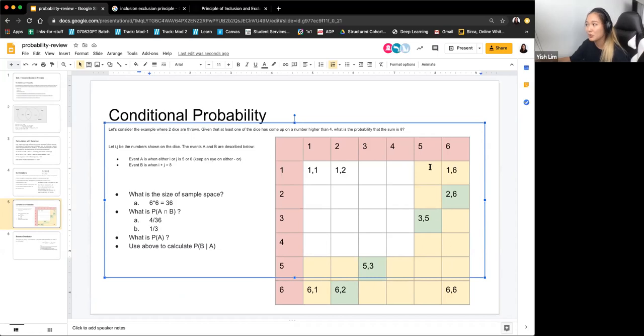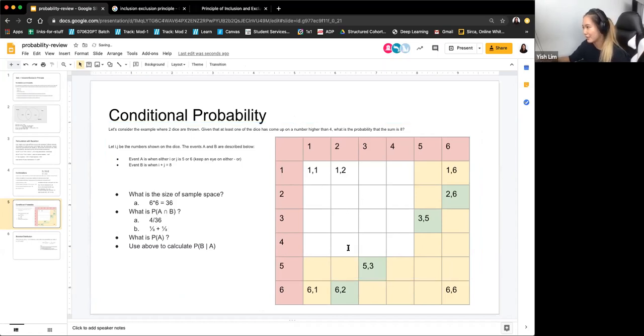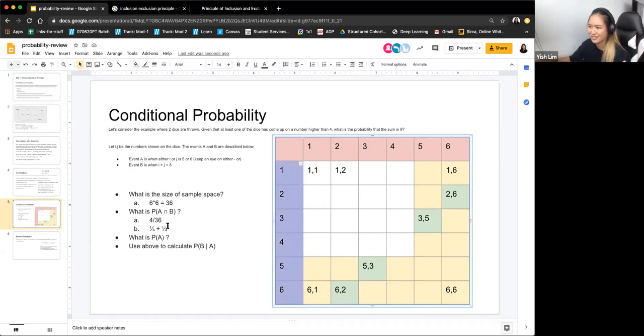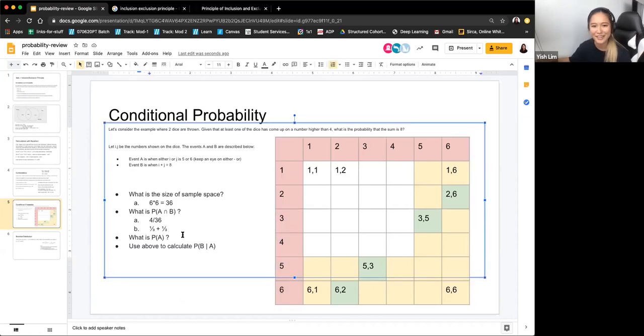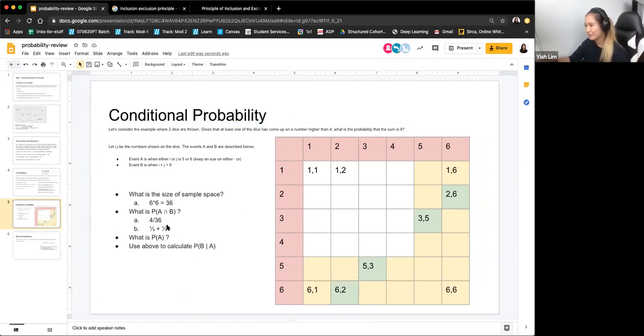What about dice 2 being 5 or 6? How many outcomes have dice 2 being 5 or 6? That would also be 1/3. I only care about one dice at a time, right? The probability of a dice getting 5 or 6 is 1 out of 3.